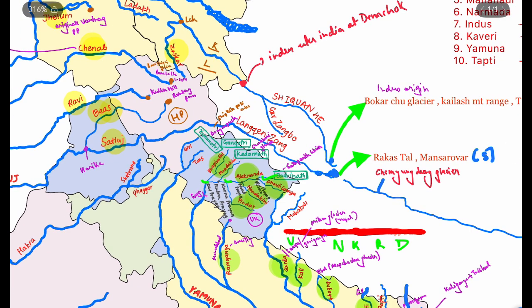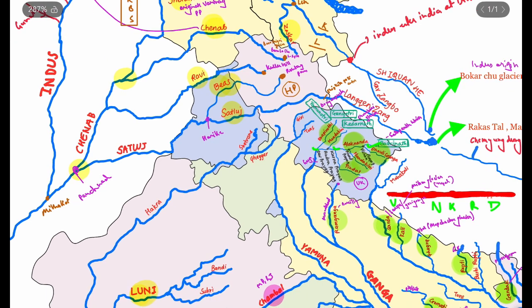Satluj originates from Rakshastal in Mansarovar. So this is Satluj. It is coming here, and it meets Byas at Harike. Which dam is on Harike? Harike dam is on Satluj, and Byas meets Satluj at Harike.